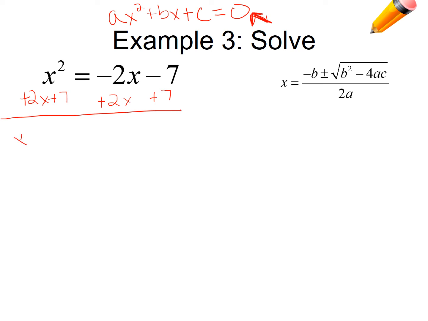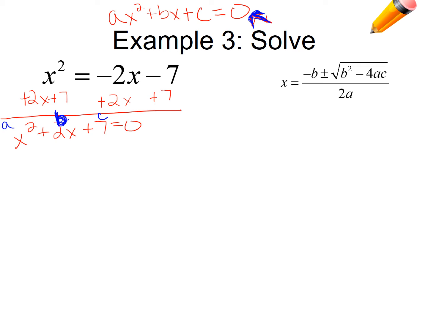So we have x squared plus 2x plus 7 is equal to 0. And it's from here that we know A is 1, B is 2, and C is 7. So you can't figure out what A, B, and C are until you get it into the standard form. Otherwise, you're going to get the wrong answer from the quadratic formula, okay?